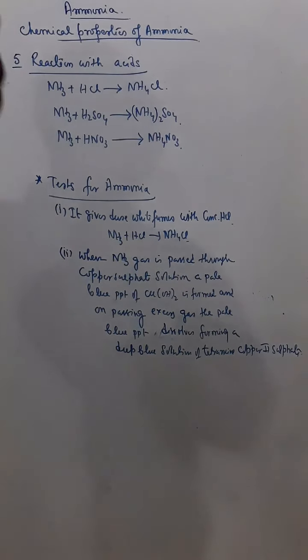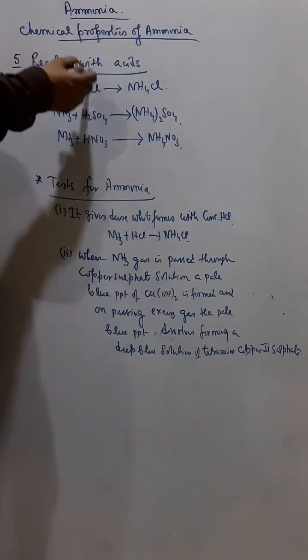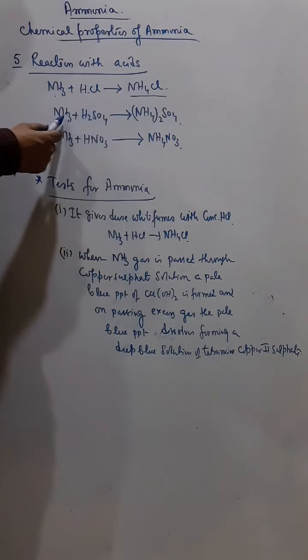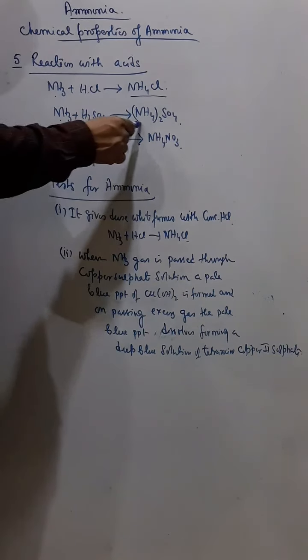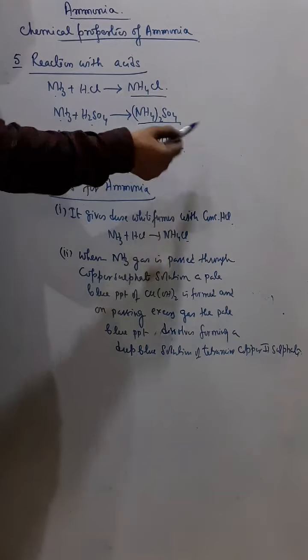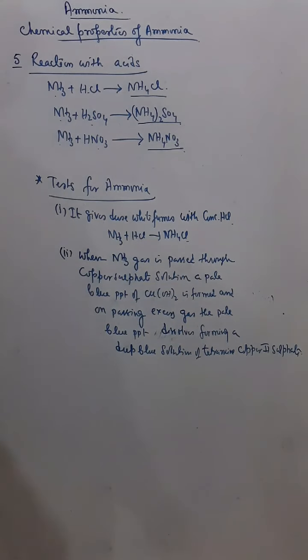Okay, the next chemical property is reaction with acids. Now this is pretty easy. Ammonia reacts with hydrochloric acid to give ammonium chloride, ammonia reacts with sulfuric acid to give ammonium sulfate, and ammonia reacts with nitric acid to give ammonium nitrate, okay. And the last part of this chapter is tests for ammonia.